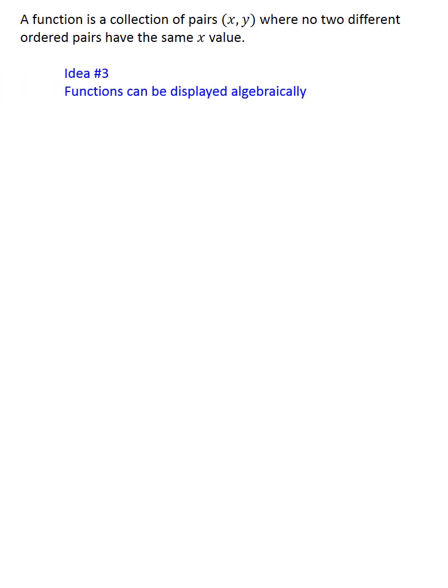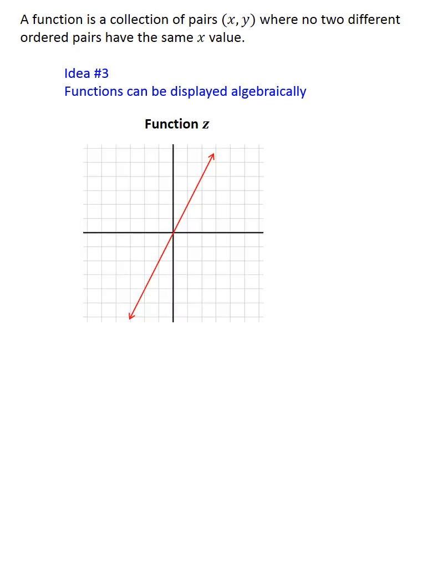Idea number 3. Functions can be displayed algebraically. Let's take the function z that we just finished looking at and analyze it a little further. z contains 2, 4, we saw that previously. It also contains 5, 10, but wouldn't it also contain 0, 0? And here's a seemingly random pair, 2.3, 4.6. I got that by picking a random number 2.3 and doubling it.